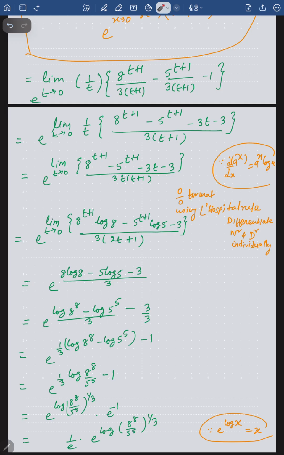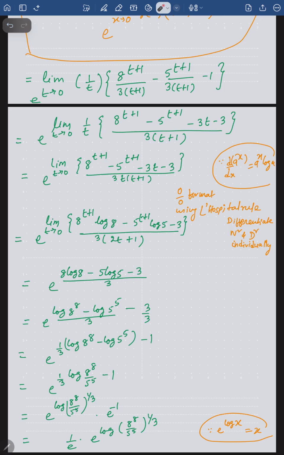So we will use it in the next step. First of all we will differentiate numerator and denominator individually. So limit t tends to 0, e raised to the power, limit t tends to 0. This will give you 8 raised to the power t plus 1 into log 8. This will give you 5 raised to the power t plus 1 into log 5 minus 3 into 1, that is minus 3, and this will give you constant 0 differentiation.